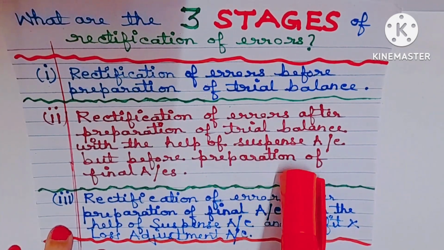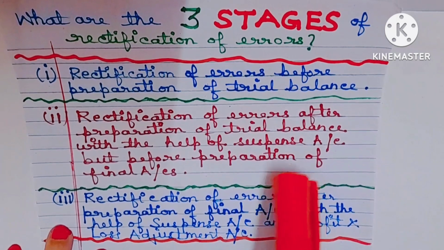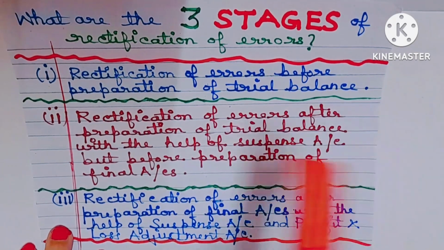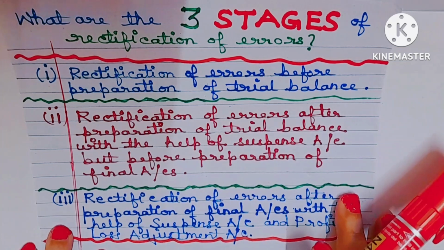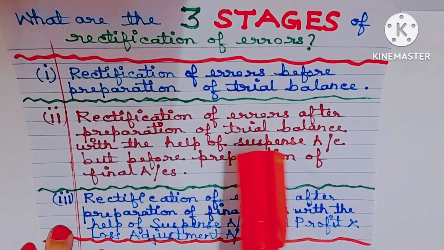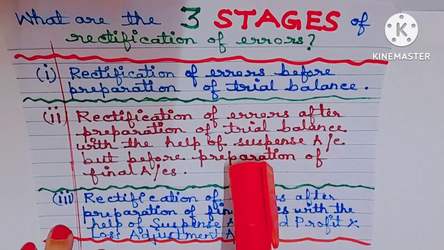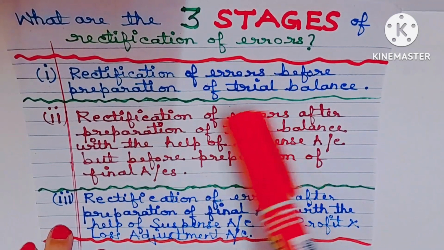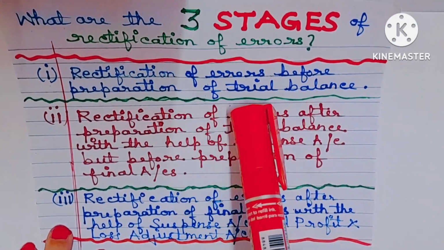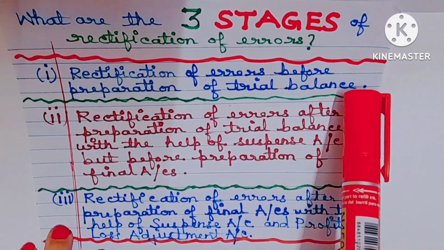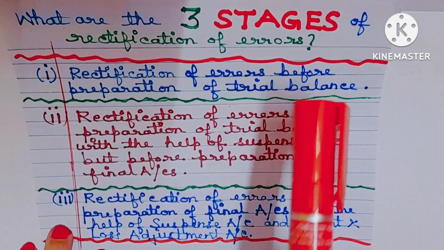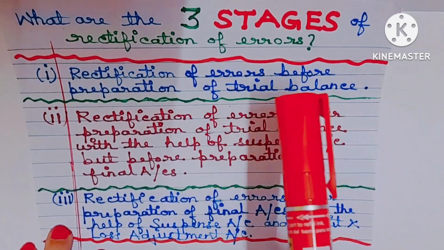To rectify one-sided error, journal entry is passed with the help of suspense account because in the second stage, trial balance has already been prepared. So, we can take the help of suspense account. So, to rectify one-sided error, journal entry is passed with the help of suspense account. But whereas in the first stage, that is rectification of errors before preparation of trial balance, we cannot pass journal entry to rectify one-sided error because trial balance was not prepared in case of the first stage.